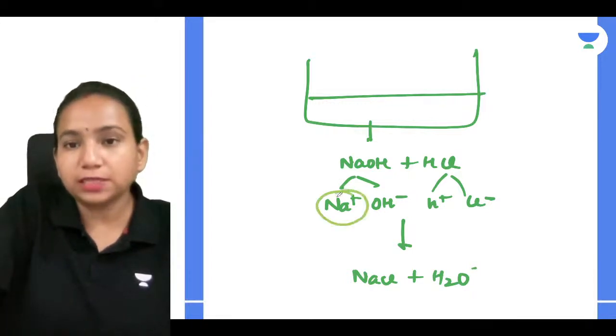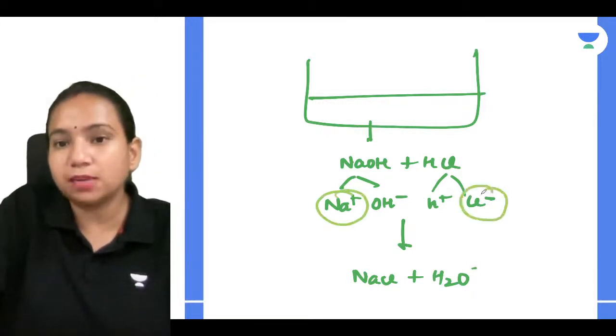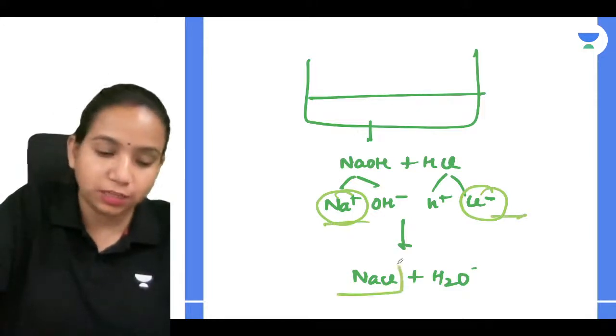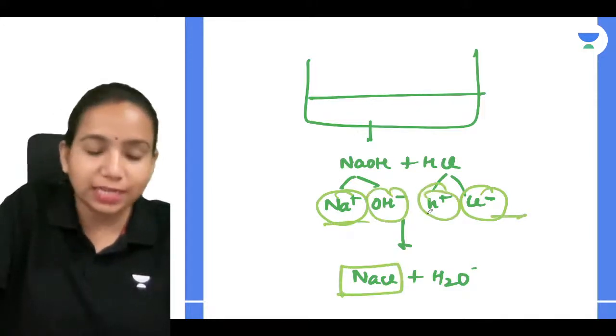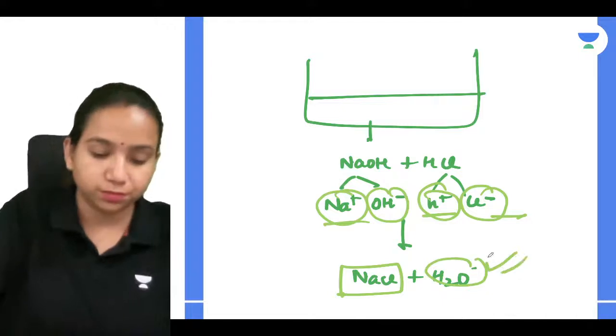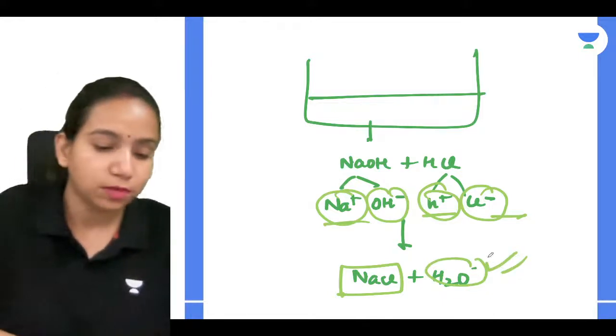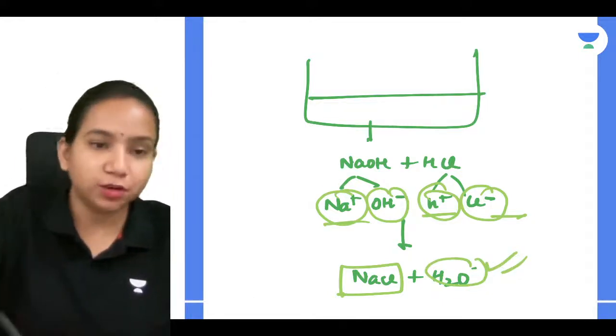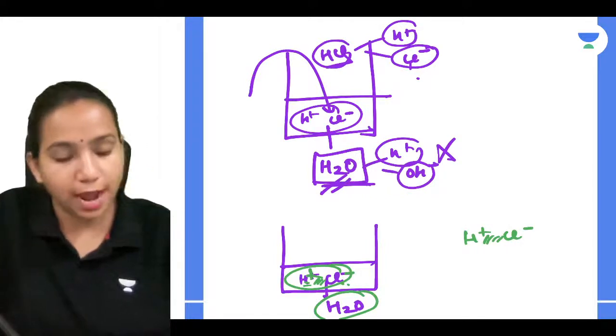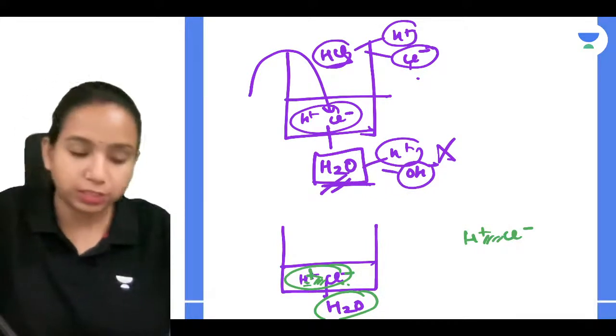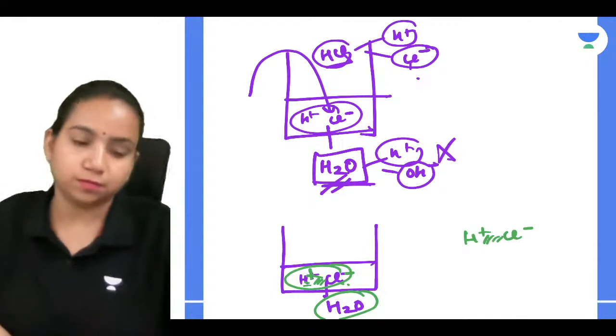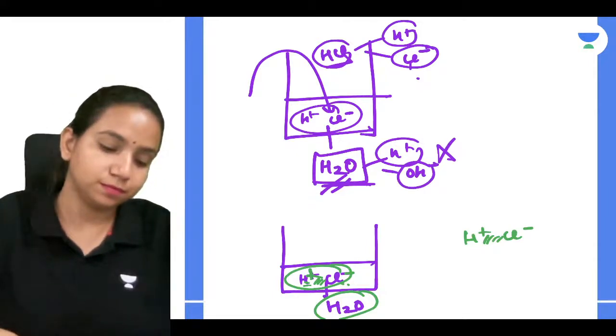Na plus can combine with Cl minus, oppositely charged, and it gives you NaCl. OH minus can combine with H plus and give you water. Getting that, Siddhartha? So that's why you get the different products. But here in HCl there is no other ion with which it can break, so it still remains as HCl only. Okay?